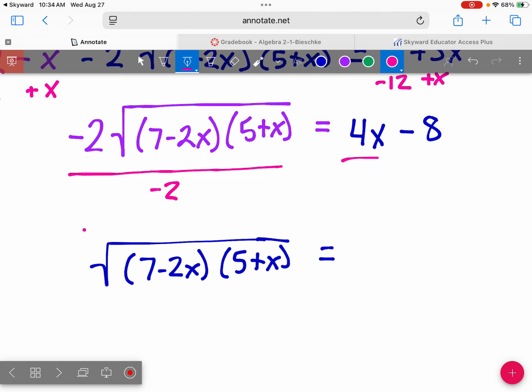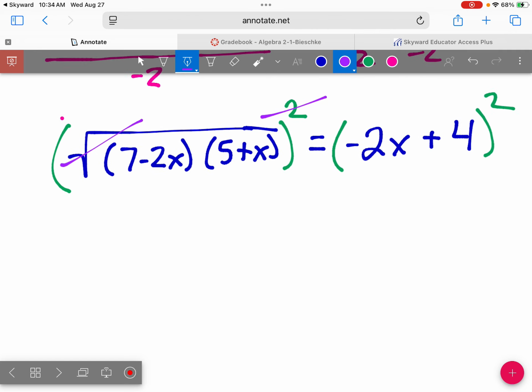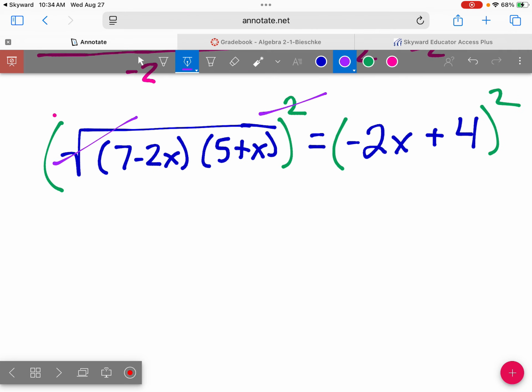equals, divide this by negative 2 and this by negative 2. We get negative 2x plus 4. And now we have just one radical. So we can square both sides. That lets the square root and the square cancel out finally. So we're going to have these two factors.